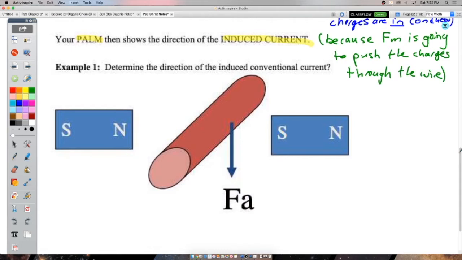Okay, so I'm going to take this to some paper so I can film myself actually doing the hand rule, because it doesn't help you out much if I just talk about it.